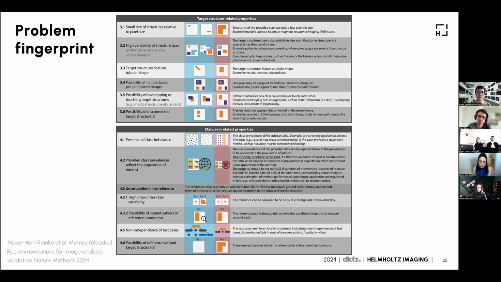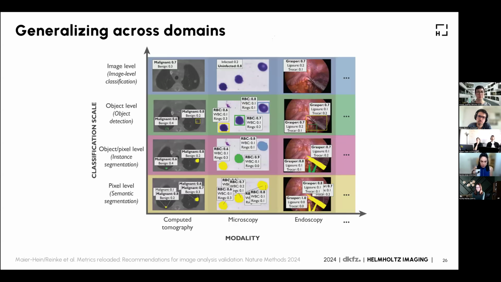By collecting all of these properties, we have the opportunity to generalize across domains with our recommendations. So it's not important anymore whether we have, I don't know, a computed tomography image, microscopy, endoscopy, MRI, whatever kind of image. It's only important that we have somehow a classification task. And here we define classification at 4 different levels. We come from the standard classification, so image level classification, to object detection, which would be object level classification, pixel level classification, which is semantic segmentation, and the combination of object and pixel level, which is instance segmentation.